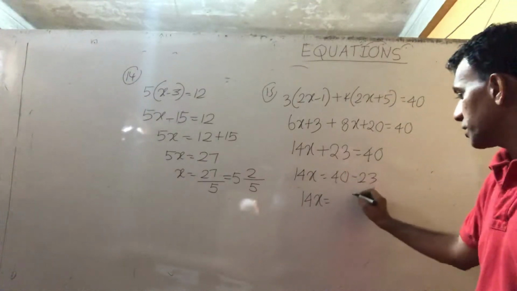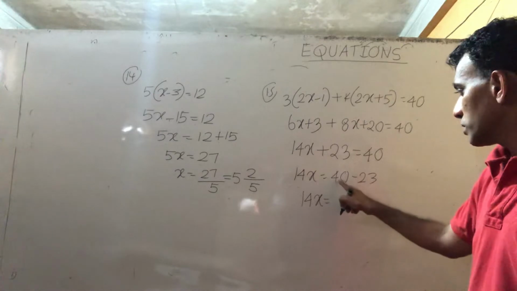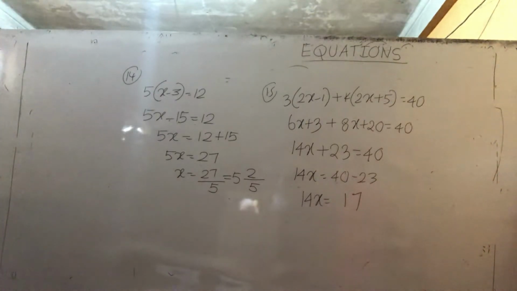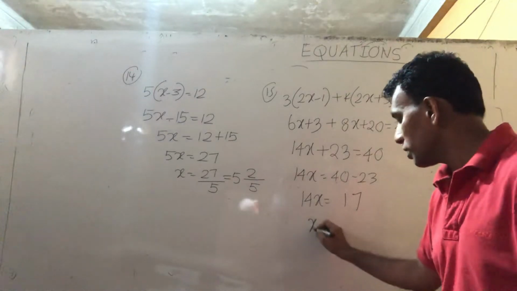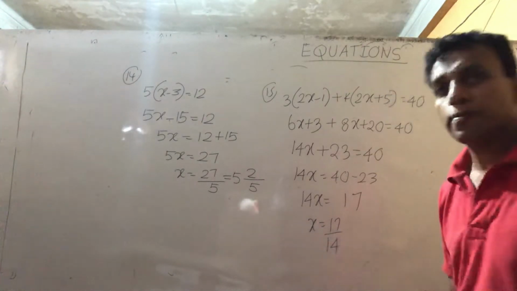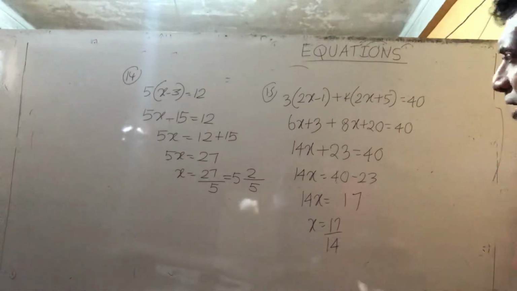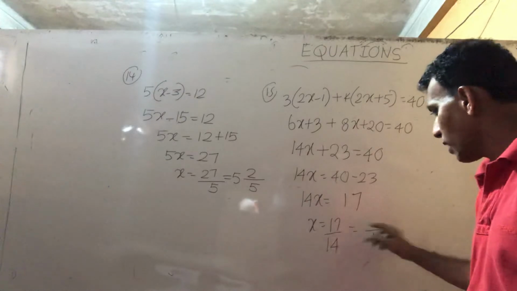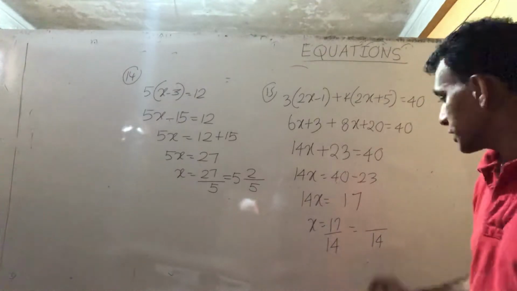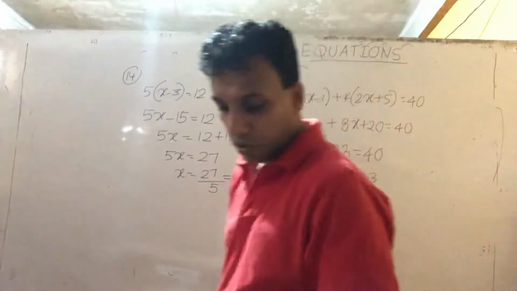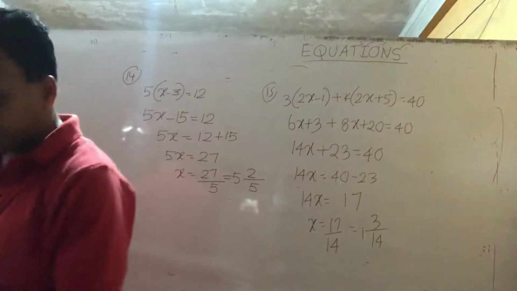Subtract 7. Here what? 3, 1. So 1x equal 17 divided by 14. Any number, anything can be answered. So let's give the mixed fraction, as you learn the grade 6 maths. 17, 14, 1 time, balance 3. That's the answer. 1 and 3 over 7.